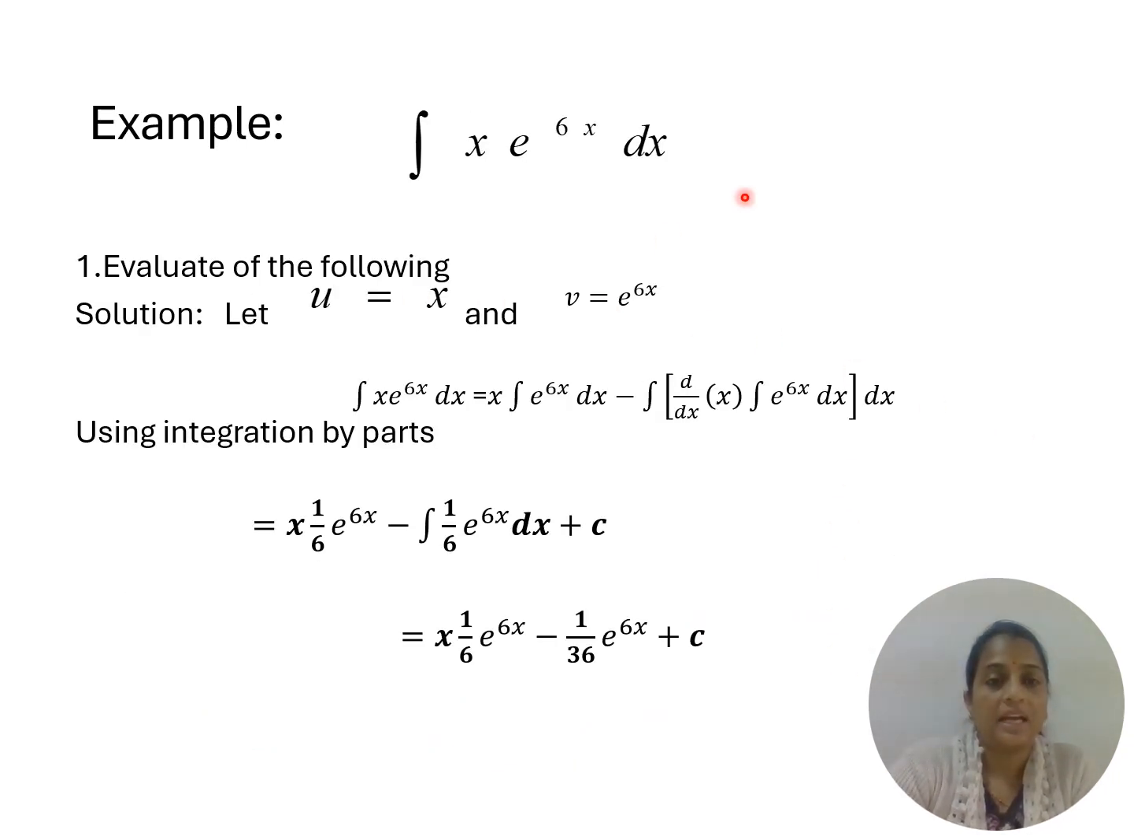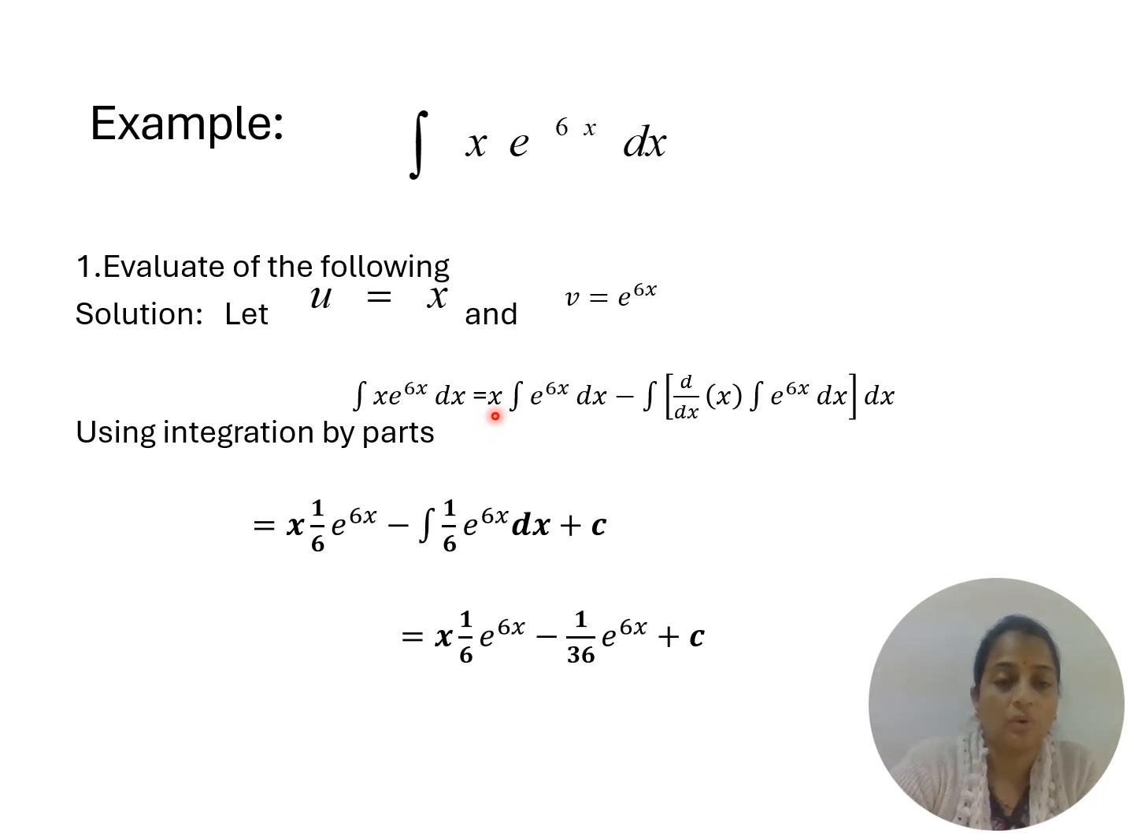Another example of integration by parts: evaluate this integration, e to the power x, integration x e to the power 6x dx. Evaluate this. So first we choose u and v. In this question, x means algebraic function, e means exponential function, and in the word ILATE, algebraic comes first and exponential last. So u is x and v is the exponential function e to the power 6x, and we put the u and v values in the formula of integration u dot v.